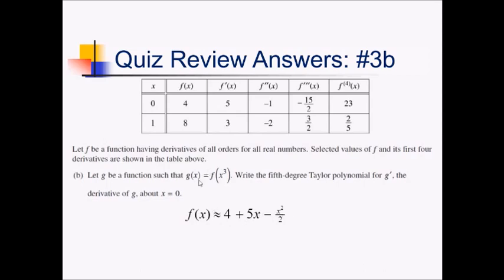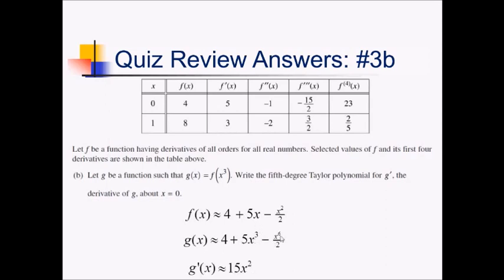Now to do g of x, which I need before I can get g prime of x, this is just going to be the f function with x cubed plugged in for all the x's. So this is going to still have a 4, but now we're going to have 5x cubed. This is going to be minus x cubed squared, which is x to the 6th, over 2. And now for the last part, they wanted g prime, and this needs to be a fifth degree Taylor polynomial. So this 4 gets differentiated away. Next we have 15x squared.